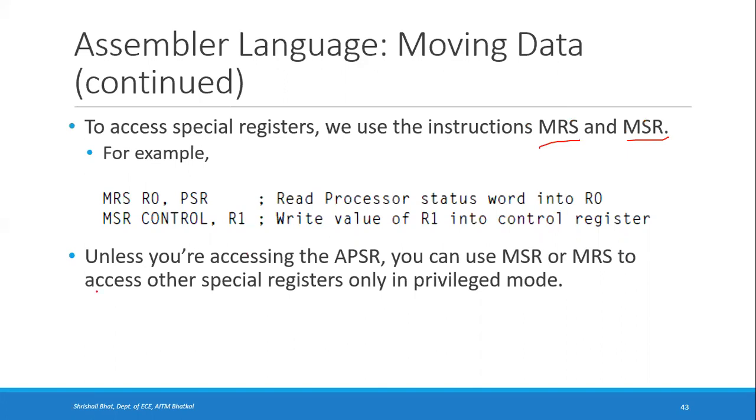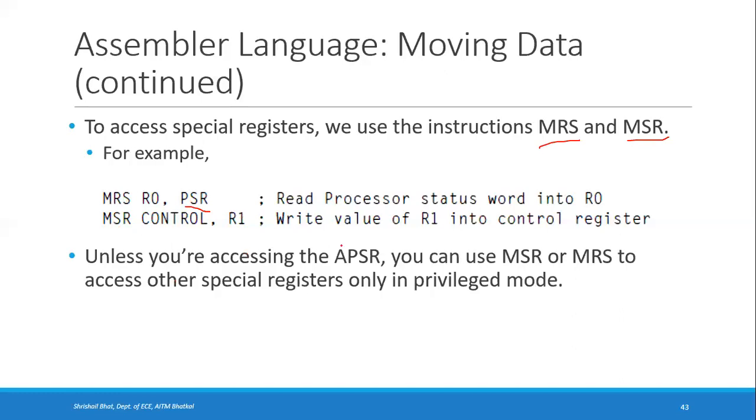Okay. For MRS, suppose PSR, the program status register, is a special register. If you want to copy its contents to R0, you have to use MRS R0, PSR, move special register to register. Suppose you want to copy a register into a control register. The control register is also a special register. You can use MSR, right? So this way you can use MRS and MSR instructions to access the special registers.